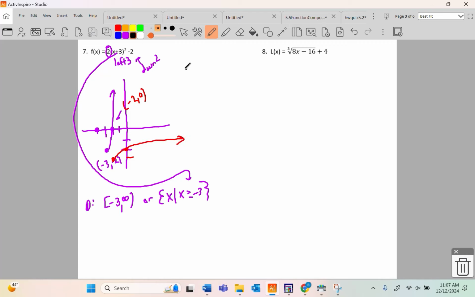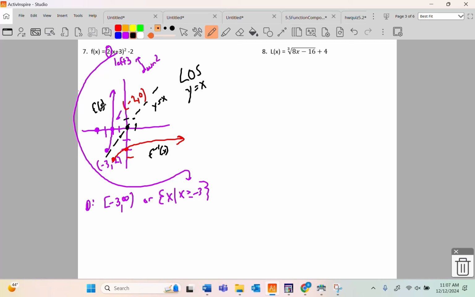My line of symmetry, remember the line of symmetry is always y equals x. And this guy is f to the -1st of x, and this guy is f of x.